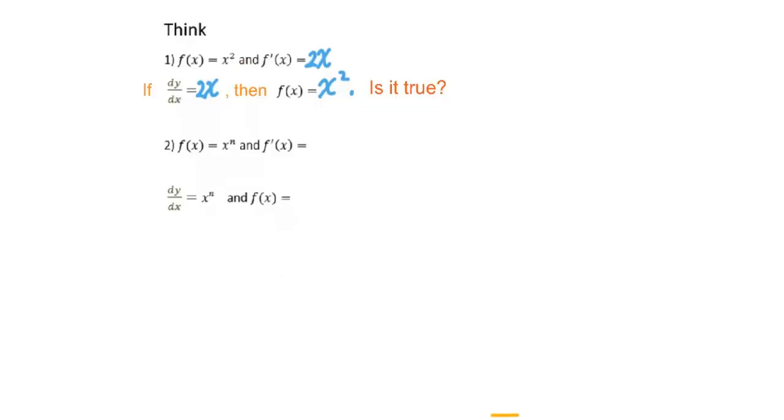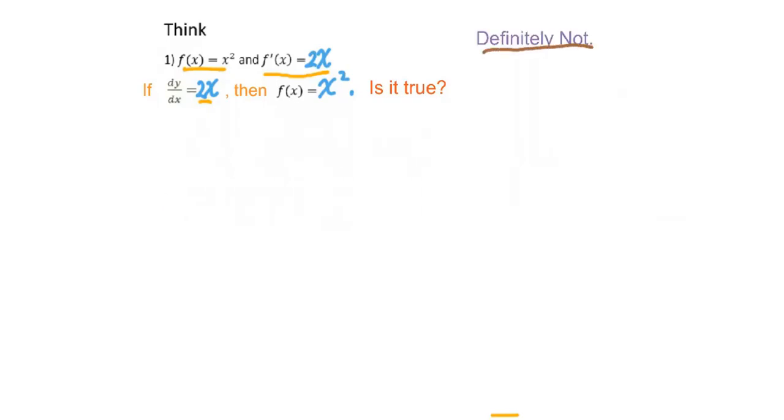Let's think about the following statement. If f of x equals x squared, we know the derivative of f of x is 2x. But if the derivative equals 2x, then f of x equals x squared. Is it true? Definitely not. Think about if you have x squared plus 1: when you take the derivative, you still get 2x.